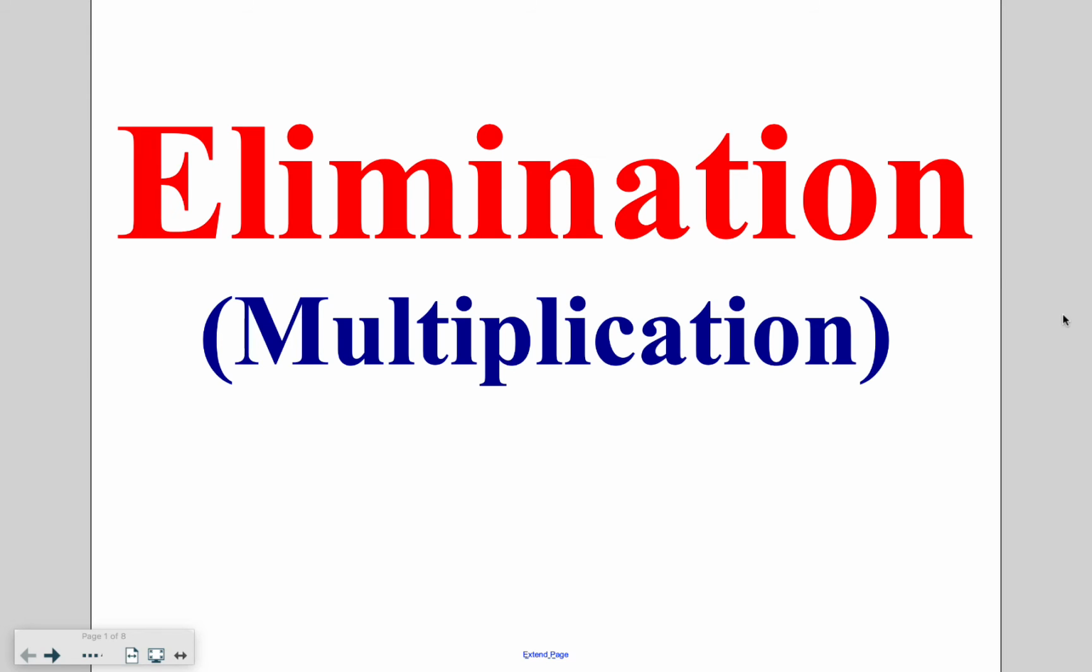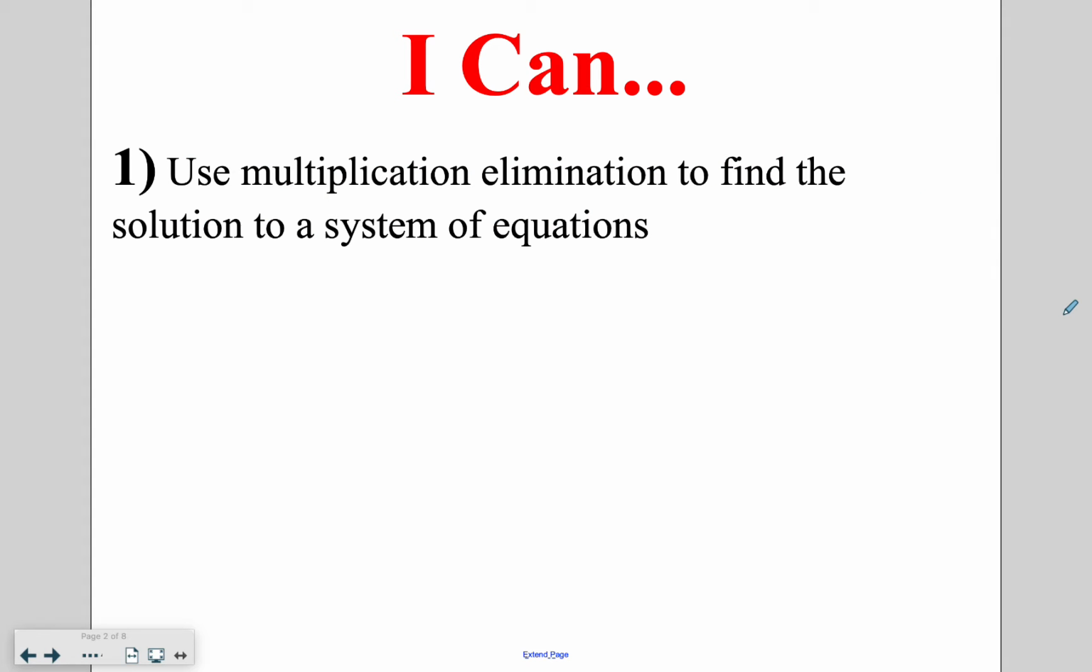Hello class, and welcome to today's algebra lesson, which is about elimination using multiplication. By the end of the lesson, you will be able to use multiplication elimination to solve the system of equations.